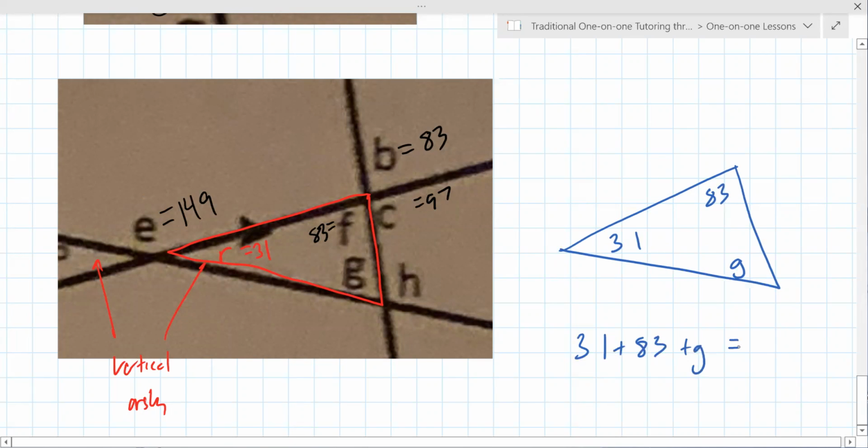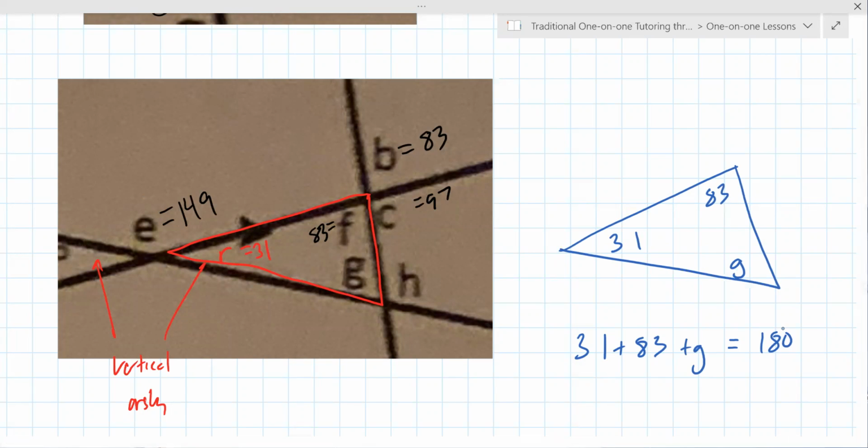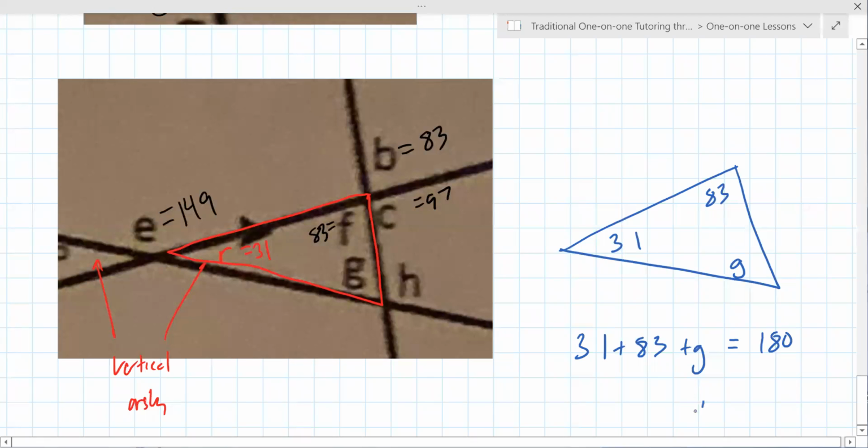So then I would just add 31 and 83. Yes. That gives 114, and 180 minus 114 is 66, sorry, 76. Yes. This is where you're not really supposed to know this, but you kind of do. There's not another way to do it as far as I'm concerned. There is this thing called the exterior angle theorem, but I don't know if you've covered that yet in this class.